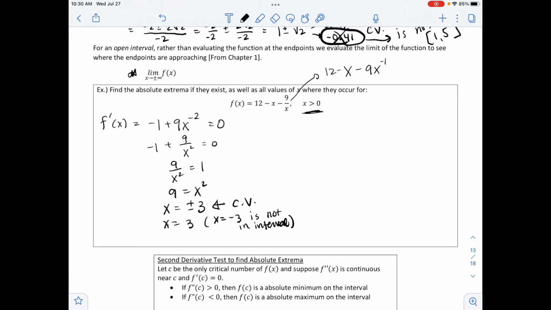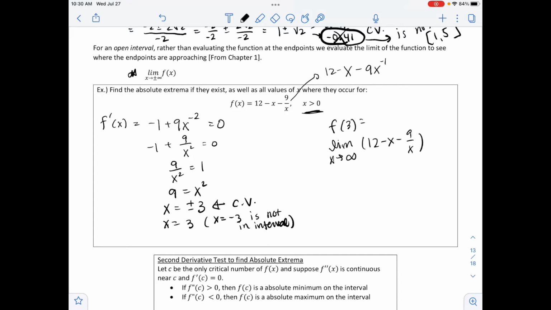And then we also need to look at the value that we get for this, which would be f of 3. And we don't have endpoints for this one. We actually have to look at the limit. So as stated up above, we have the limit as x approaches infinity of my function, which is 12 minus x minus 9 over x.